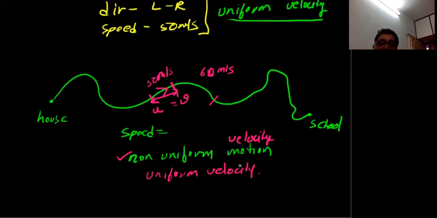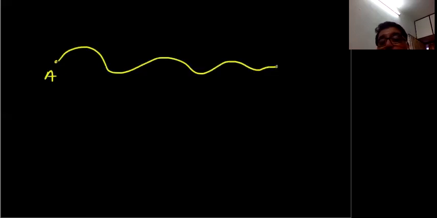Now let's look at another type of velocity, which we call average velocity. So let's try to figure out what average velocity is. Again, let's take an example of a car traveling from point A. It goes all the way up to point B.